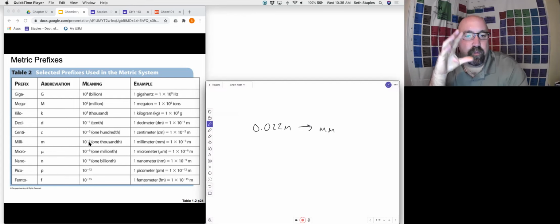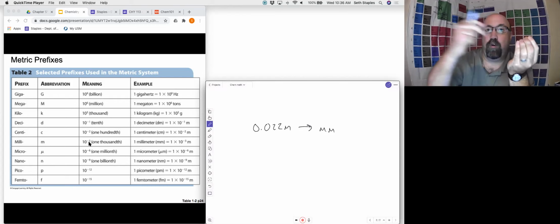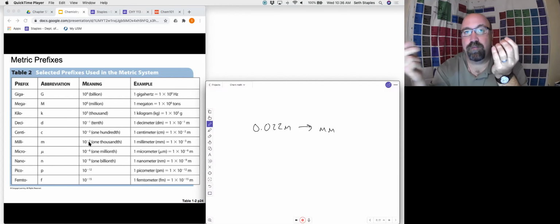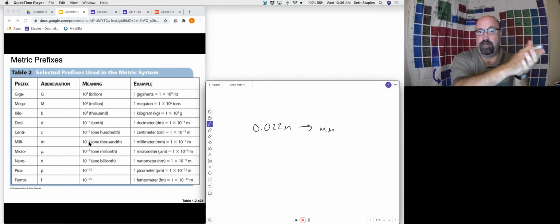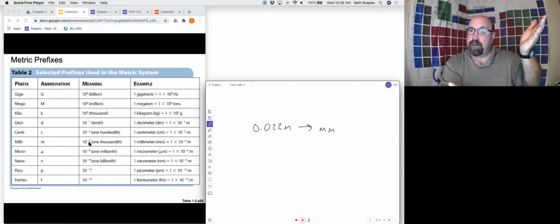Now here's where we can just think about things a little bit. We know that we're moving from meters to millimeters, so we're moving from a larger measurement to a smaller measurement. That means that our number has to get larger. Think of it this way. If you're converting between dollars and cents, if you have $2 and you're trying to convert that over to cents, then you're moving from a larger measurement in dollars to the smaller measurement in cents. So that means the number is going to get bigger.